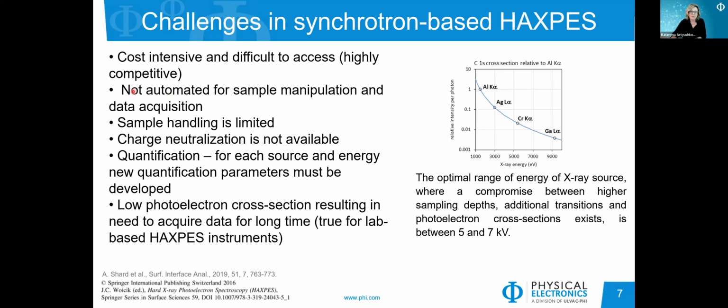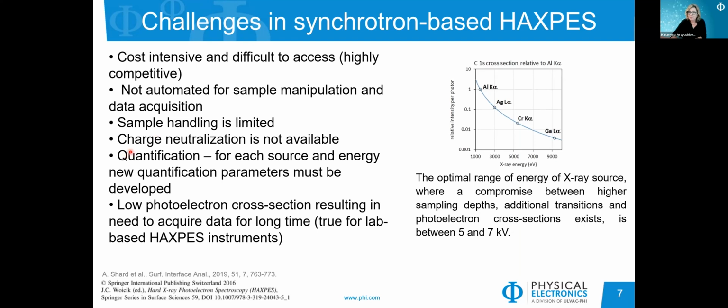Of course, there are developments, but most of the time the systems are not automated for sample manipulation and data acquisition. The sample handling is limited in terms of how many samples you can load at the same time, and what shape and size of sample you can load in the system. Charge neutralization for semiconducting or insulating samples is not available at the synchrotron.